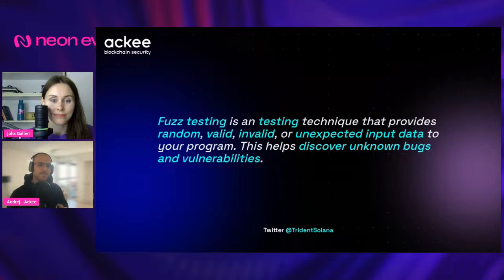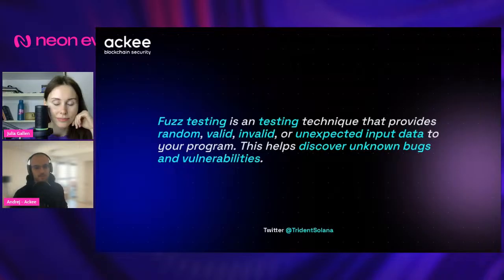On the other hand, with fuzzing, you are trying to input completely random data to the instructions, or it can be completely random account addresses to the instruction. You can try also completely different sequences of instructions. This is also part of the fuzzing, which is part of Trident.